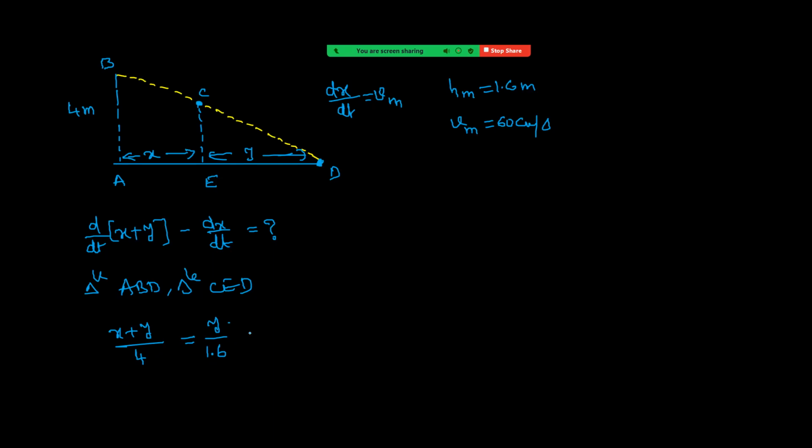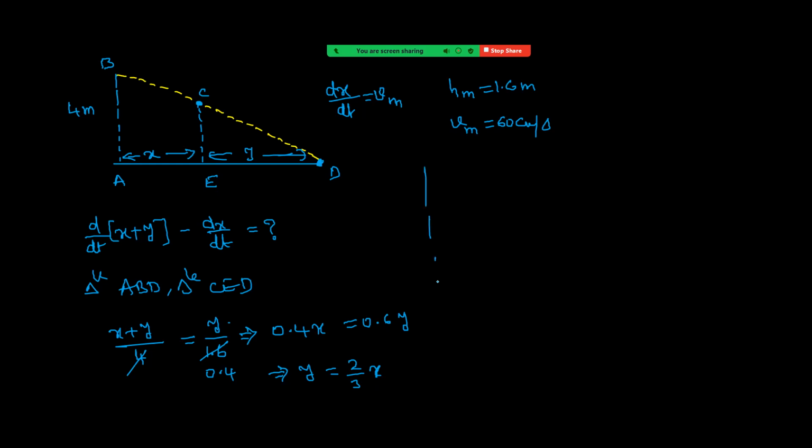Now let us simplify this. Multiplying by 0.4, we get the relation between x and y: 0.4x equals 0.4y minus y, that is 0.6y. So y equals 2 by 3 x. Check it once: 0.4x plus 0.4y equals y, so 0.6y remains. Okay, so we got y equal to 2 by 3 x.